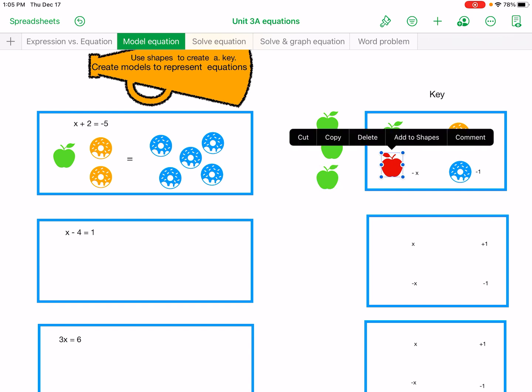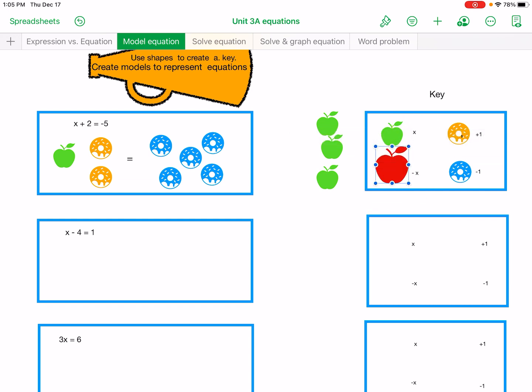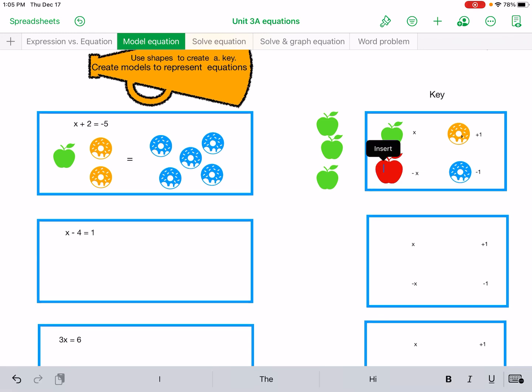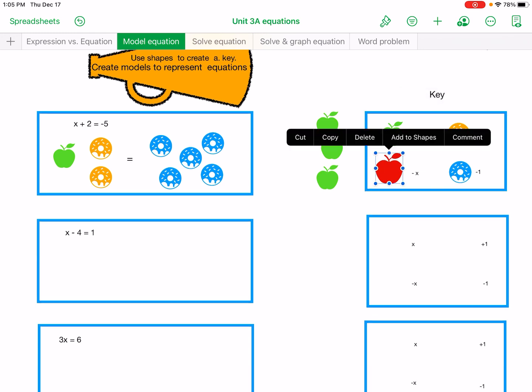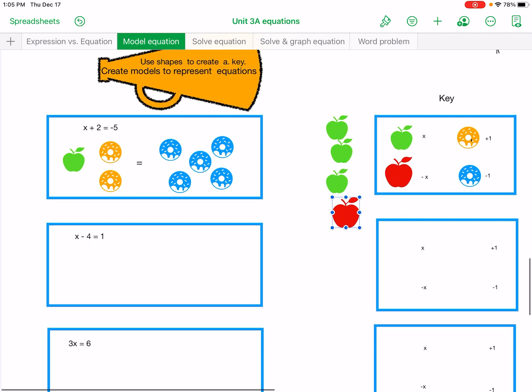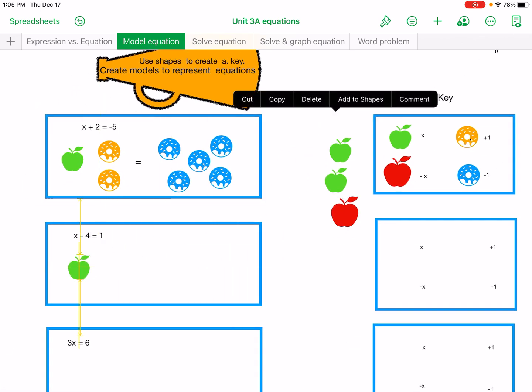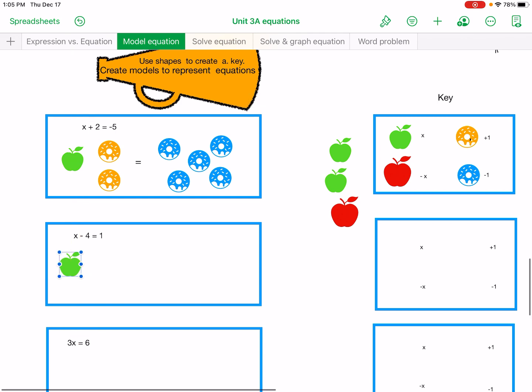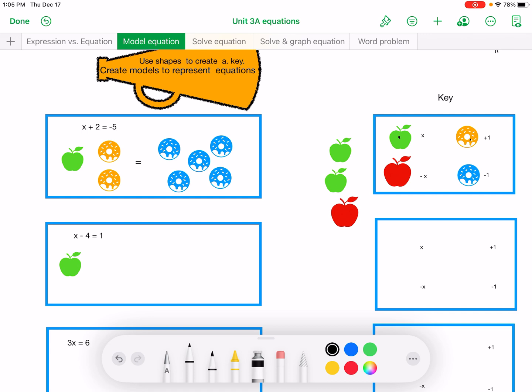Select, push Option, and I made it really big. Make it a little smaller. Option and recreate. Okay. So here, my next one is x positive, so I'm going to move my apple over, and I'm using my finger and making sure that I selected on it. Minus 4. So I'm going to need 4 negative units, and that would be my blue donut.